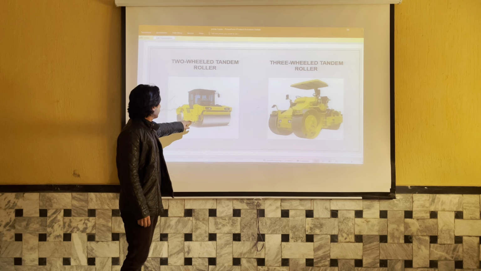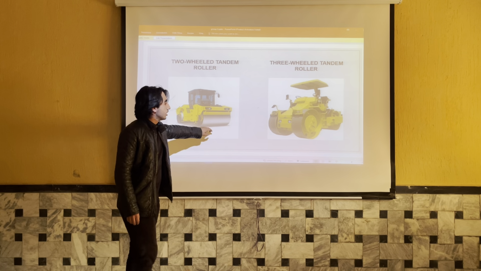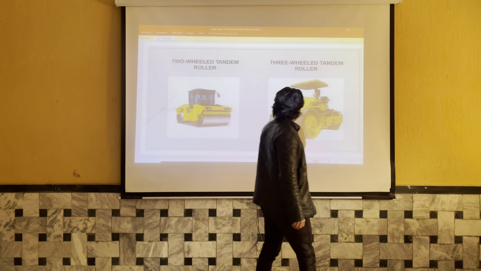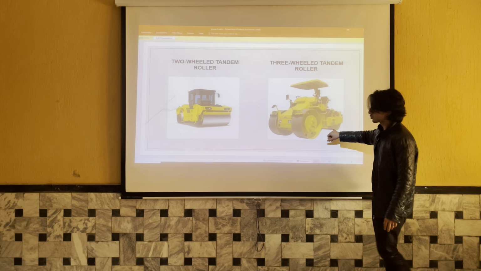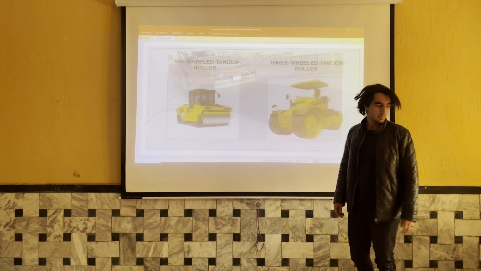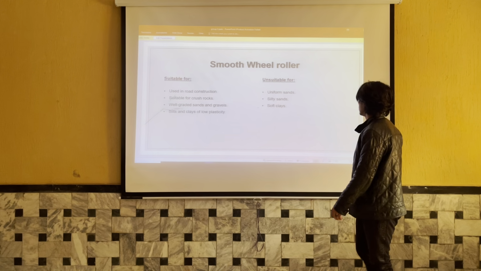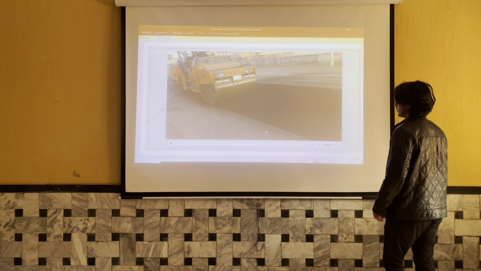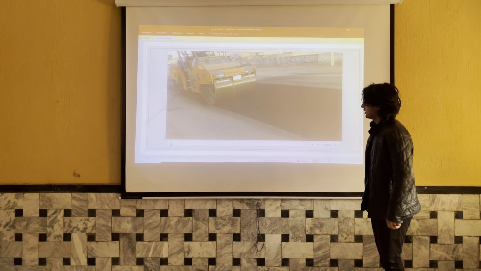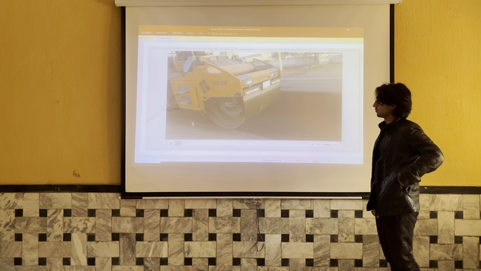As you can see, this is the 2-wheel tandem roller. There is 1 drum at the rear and 1 in the front. As for this, these are 2 wheels in the rear and 1 in the front, which we cannot clearly see, but I will just transfer the rear of the machine. Next slide, please. That's a video. In this video, we can see a tandem roller just rolling over a road.